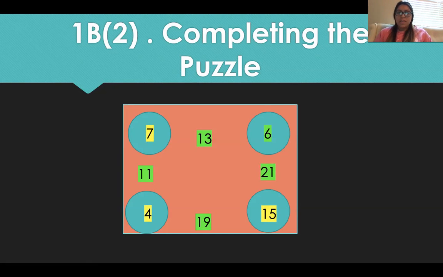So it's the same method. We're doing plus or minus to figure out the numbers that are missing in the circle by using the numbers in the middle, or the numbers that were already given to us, which are in the green in this instance.